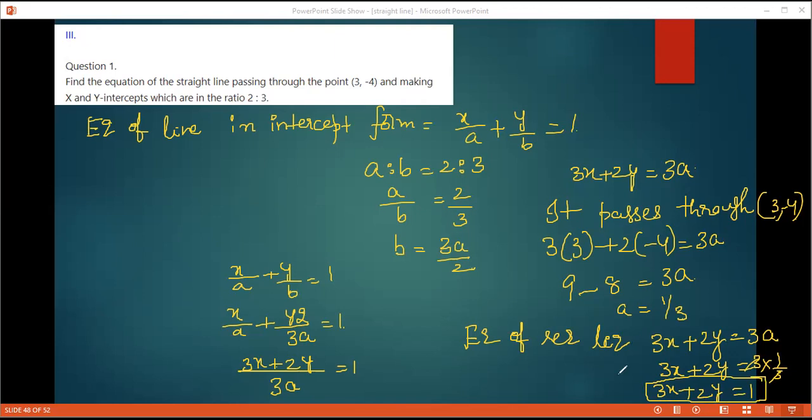Or you can write 3x plus 2y minus 1 is equal to 0. This is the final answer. This is in the form of ax plus by plus c is equal to 0, right?